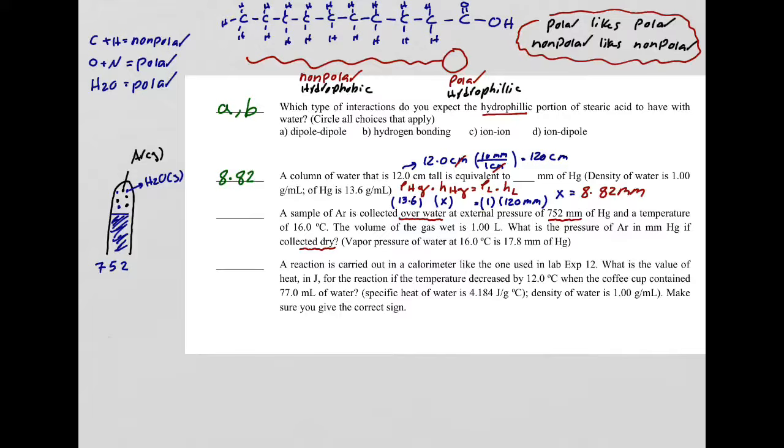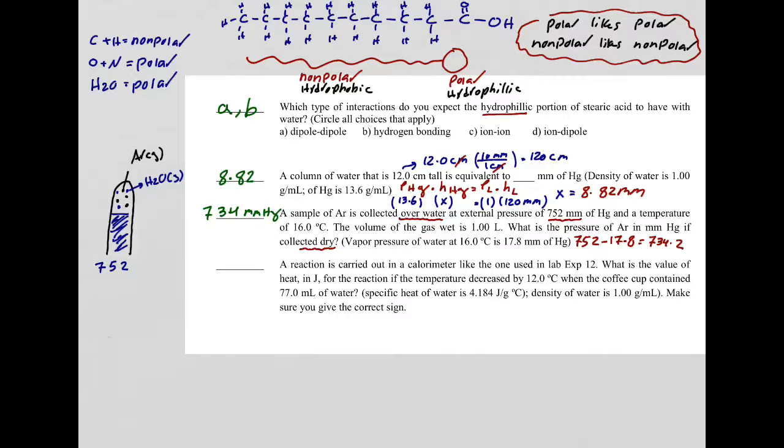Now it says if we hadn't collected over water and it was dry, what would be the pressure? So what do you think? All you have to do is subtract the water from that. Because at 16 degrees, the vapor pressure of water is 17.8. So if I had collected dry, that would mean 752 minus 17.8, which would give me 734.2. So it would be 734 millimeters of mercury.